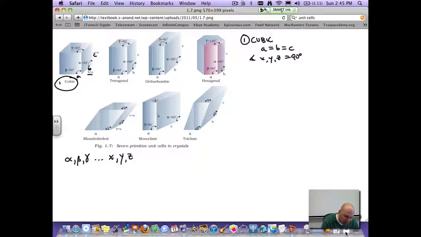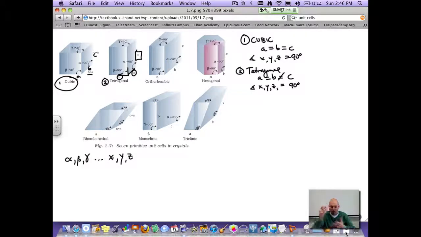A tetragonal, or the second type here, tetragonal, is A and B are equal, but C is not. And all the angles are still 90 degrees. So you can see all the angles are 90 degrees. Makes sense just looking at them right here. But notice that A and B are equal, but not C. Okay? And so obviously it's like a cube that's a little bit taller.